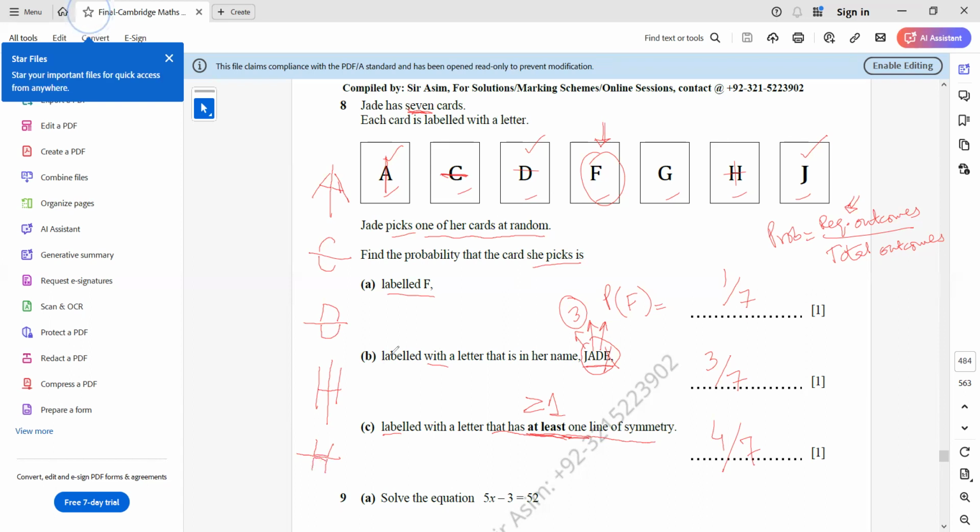Like this. So 1, 2, 3, and 4. Altogether, these are 4 letters which have got the lines of symmetries. So the probability is going to be 4 divided by total, which is 7. 4 by 7. So this is how this question is to be done.